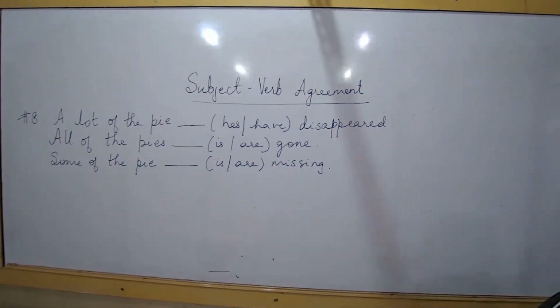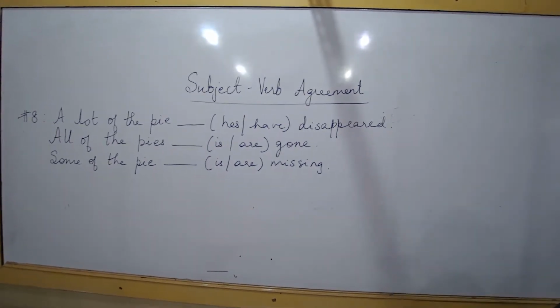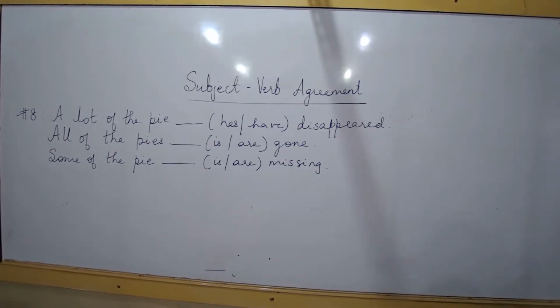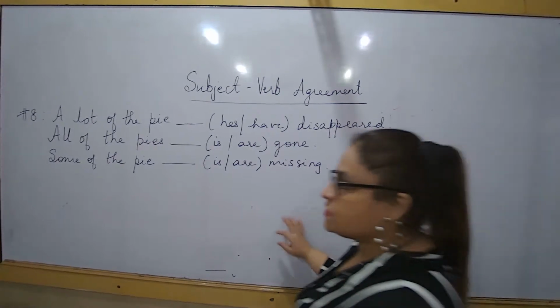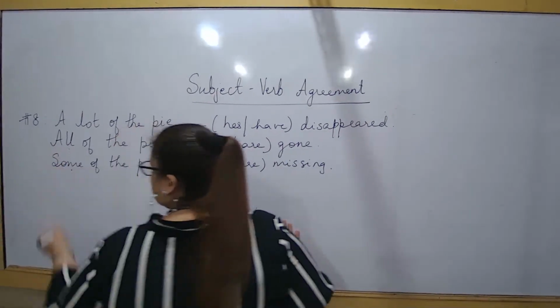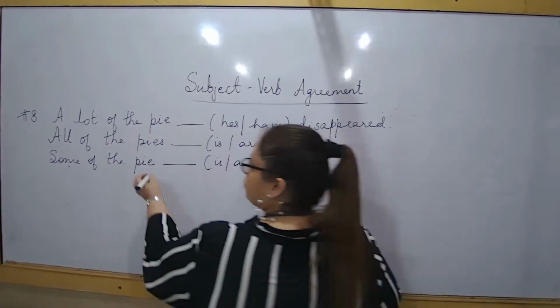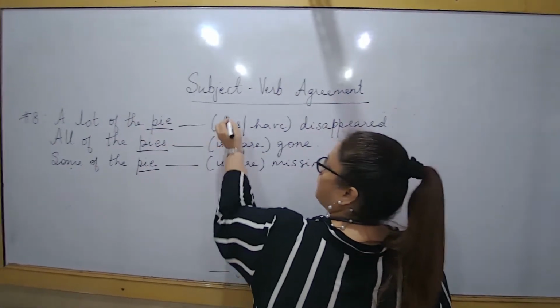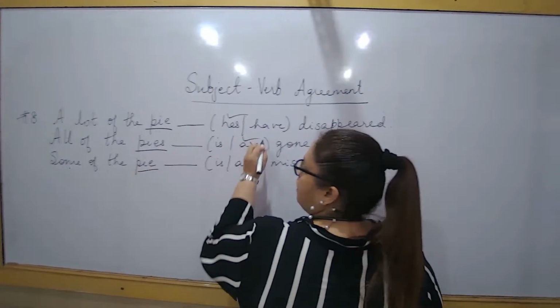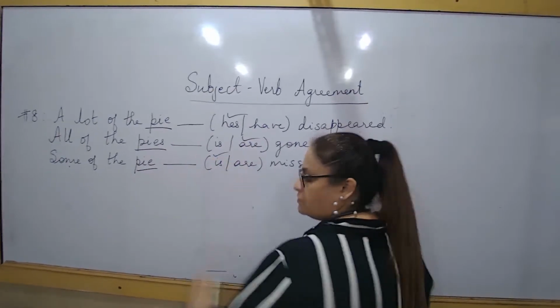A lot of the pie has. All of the pies are. Some of the pie is. So you should not confuse yourself with these words. Some might seem more and plural. So you have to only see this particular one and write the answer. So all of the pie has, all of the pies are, some of the pie is.